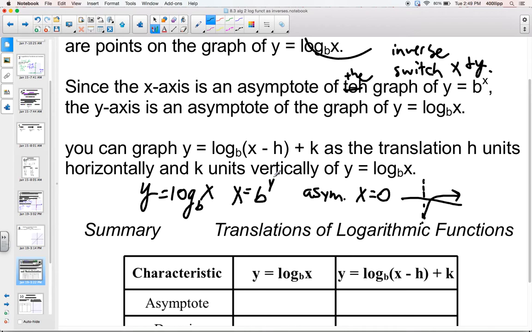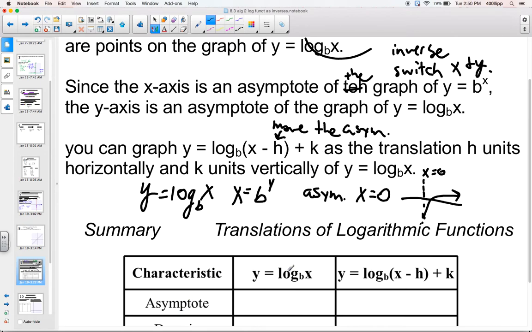Okay, so now what this is doing is you still have the translations. The translation h units and k units, right? So now for this, if we have this asymptote, which is x equals 0 here, if we go left and right, that's a horizontal move, and it's going to be changing our asymptote. So now the h is what's going to be moving your asymptote. So your h value will move the asymptote. Okay? And the k value will not. So it's opposite of the exponential graph.